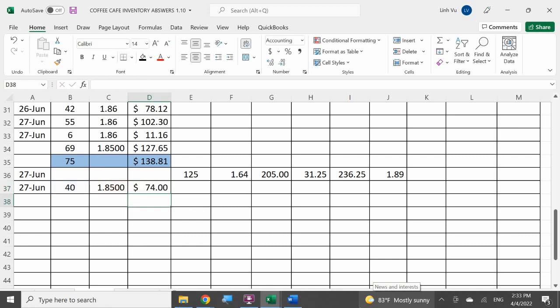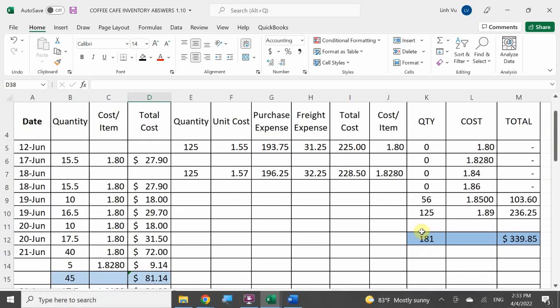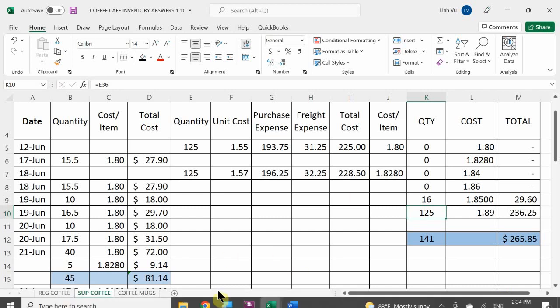$74. Good. So in this case, I need to update my inventory because I just used 40 pounds. Gotta take that out for $74. So 56 minus 40 should give me a total of 16. Okay, at $1.85, so you should be left with $29.60. So you should be at a grand total of 141 pounds at $265.85.